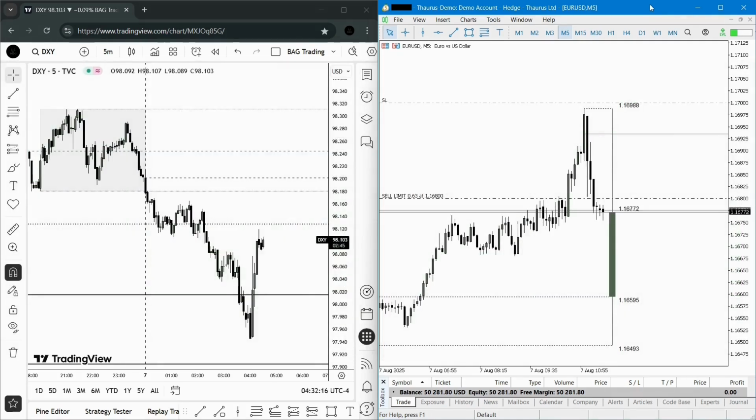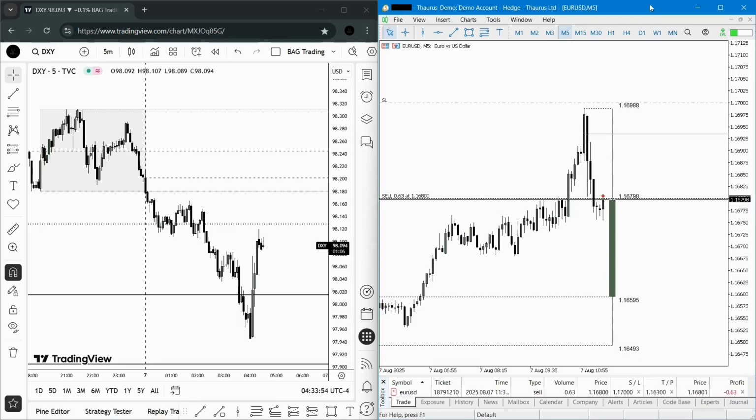But to start off the video, you saw me enter a sell limit order at 116.80 for the Euro US dollar, and then I set a 50 pip take profit with a stop loss at 20 pips. This is the moment when my sell limit order is triggered, putting me in short in the Euro US dollar.